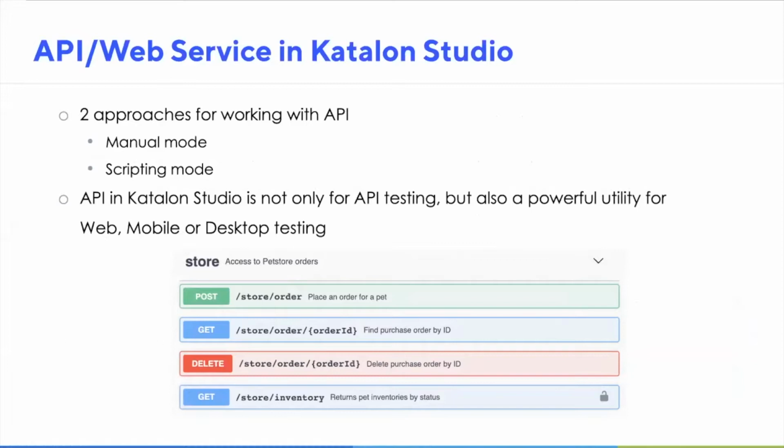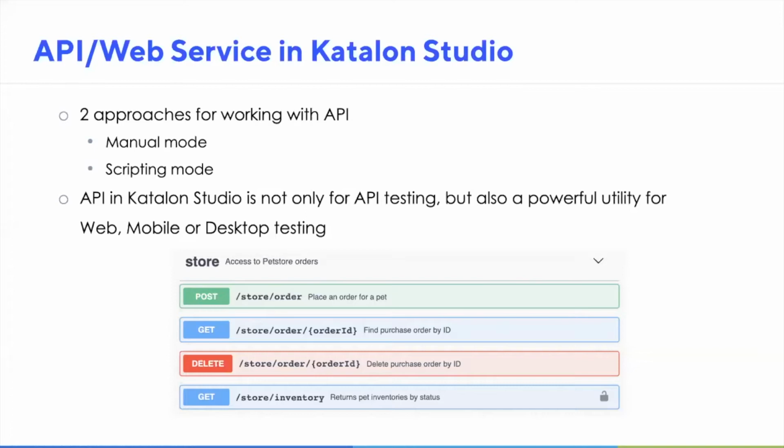So for API, or I mean web service, in Katalon Studio, the terms here are not really interchangeable. Web service is a more specific thing than API, but for making the conversation easier, we will use API as the term. So today in Katalon Studio, there are two approaches for working with API, which I will show you shortly. One is the manual mode, where you can use the UI to create an API request, and the other is the scripting mode, where you can do it with pure script. You don't need to interact with any UI. It depends on the flavor of the tester or the people who use Katalon Studio to pick the approach that they want.